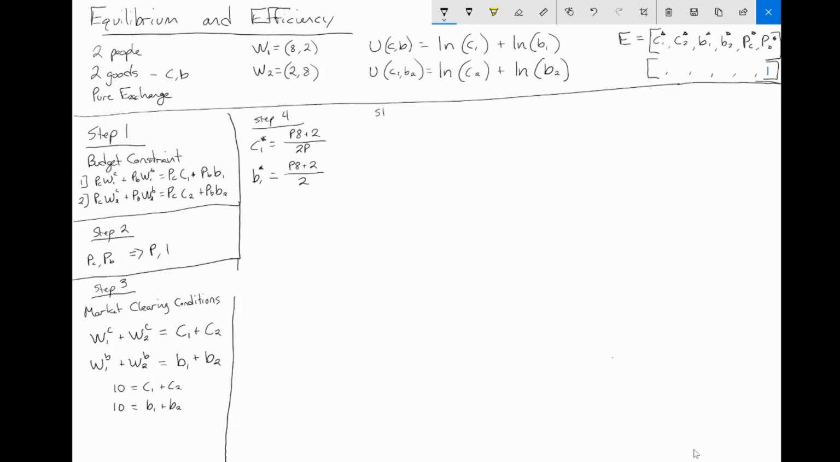Let's do step 5. Do the same thing, but with person 2. Let's do the same thing for person 2. All right, we'll just jump straight to the Lagrange. Natural log of C2, okay, plus, now person 2's budget constraint is P times their initial endowment of W plus their initial endowment of bagels minus PC2 minus B2. Okay. All right, now we can do the same process.